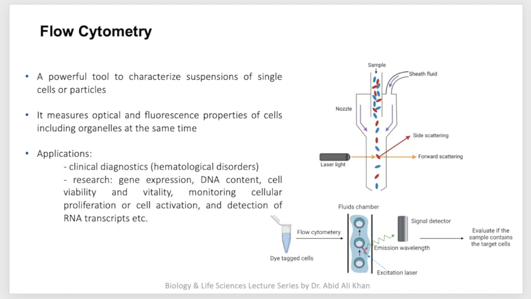Simply put, forward scattering in terms of flow cytometry tells about the size of the particle, and side scattering tells about the internal complexity, or in simpler terms, how complex the internal organization of a particle or a cell is. The larger the size of the particle, the more forward scattering we would see, and the more the internal complexity of a cell or a particle, the more the side scattering.